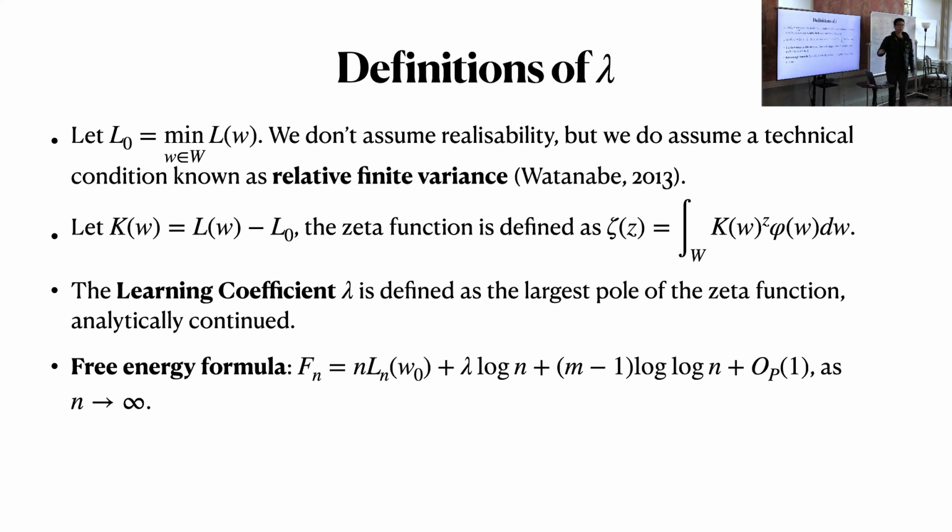Okay, let's define a very important function called K, which is L minus L naught. It's just zeroing, so think of it as zeroing out the potential. So just like in physics, the potential energy is not an absolute quantity, and we just pick a zero level. So K is, instead of talking about a minimum, we are talking about zeros of K. Now the zeta function is a very unique object. It's defined as zeta of z, a complex function. z is a complex variable. It's defined as this integral over the parameter space, K raised to the z.